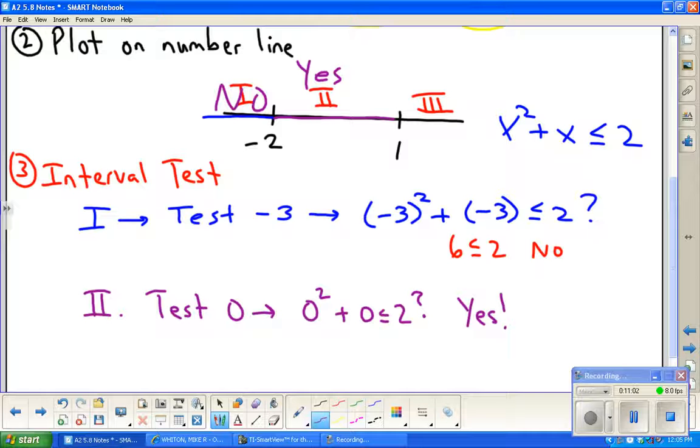Okay, and then we just have one more interval to check. I need to check what about all the numbers that are bigger than 1? Let's test something in interval 3 like the number 2. And let's see if that works.